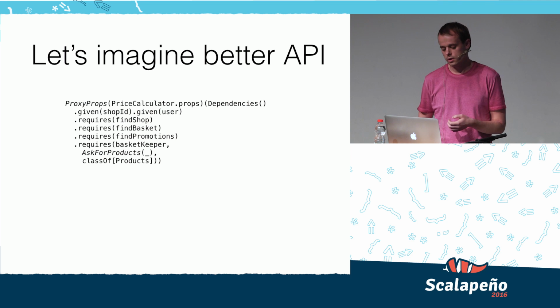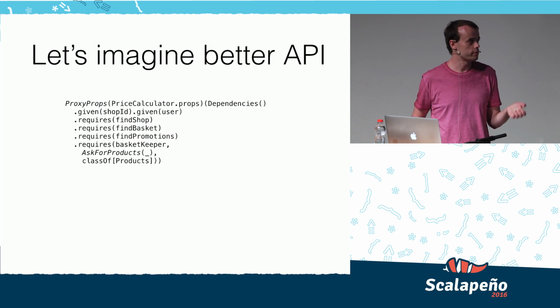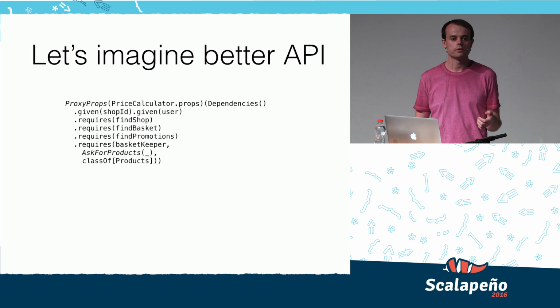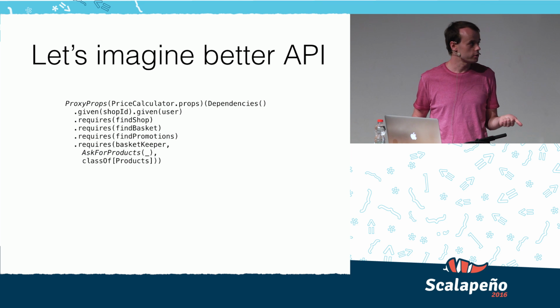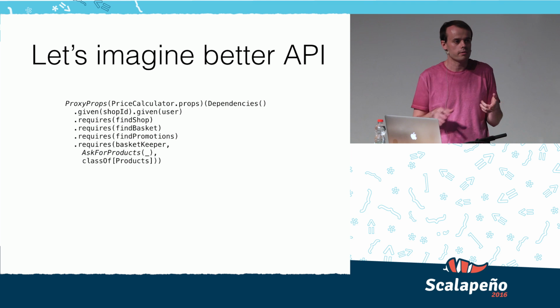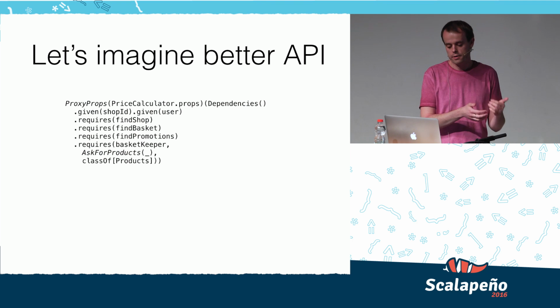And the second version of the requires method is for dependencies requiring exchanging messages with actors. So it takes an actor reference, a function creating the ask message, the question to the actor, from some parameters, and the class of the expected result.